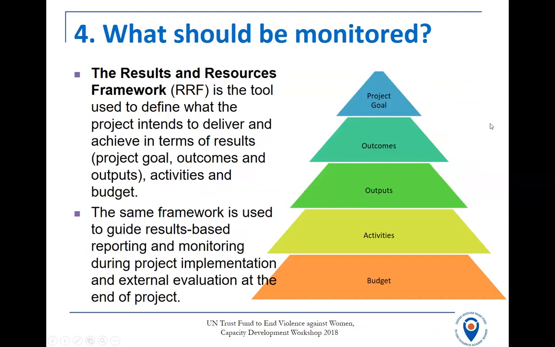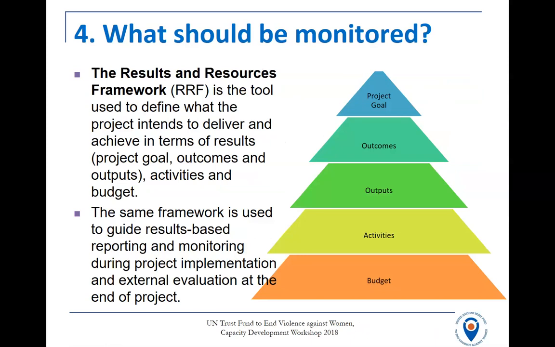What should be monitored? Well, ideally, you will be monitoring progress at all the different levels of your results framework. As I described in last week's session, the results framework is the primary tool we will be using to define your project and also then to monitor your project, and it will guide your monitoring and results-based reporting to the trust fund. So every 6 months we will ask you to report on your budget, what you are spending, your activities, and then at the results level we will ask you what results you are achieving.